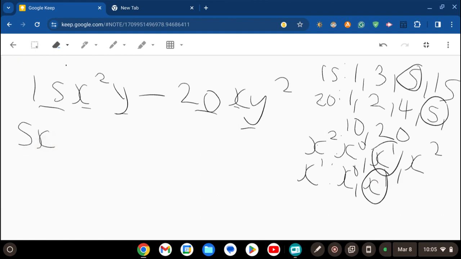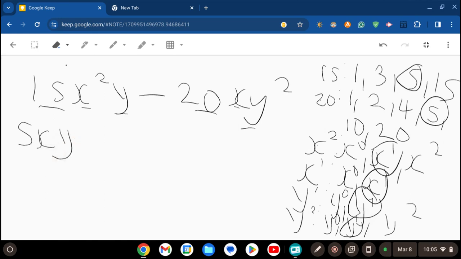And now we can find the HCF between y and y squared. We can call y y to the first power. The factors of y are y to the 0 and y to the 1. Now the factors of y squared are y to the 0, y to the first, and y to the second. The HCF between y and y squared would just be y, so we can factor out y. So we basically factored out 5xy.